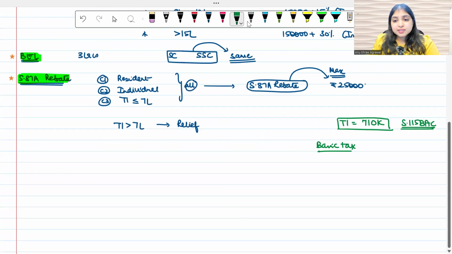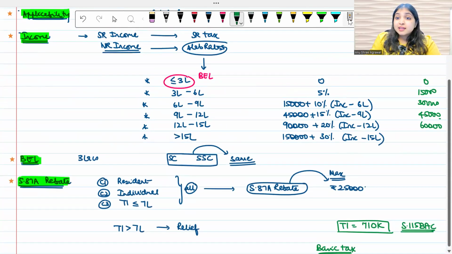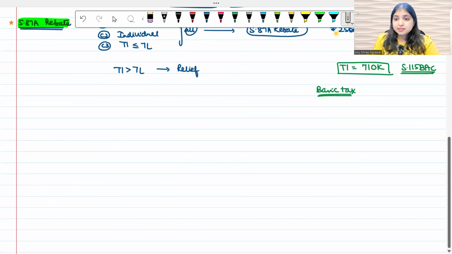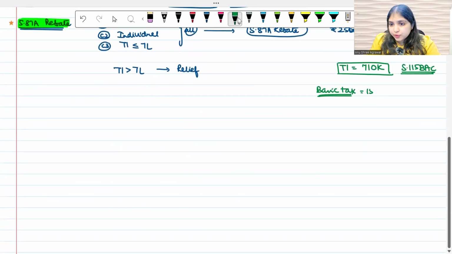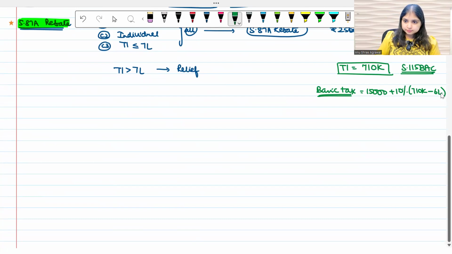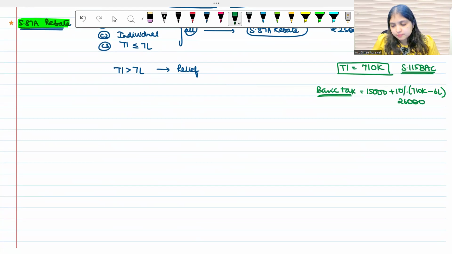Now basic tax, which slab is my assessee falling under, guys? 7 lakh 10,000. So my assessee is falling under this slab. Income is more than 6 lakh up to 9 lakh. The tax is going to be 15,000 plus 10% of the excess. So the basic tax of this assessee is going to be 15,000 plus 10% of the assessee's income in excess of 6 lakhs. So if you do the math, this is going to be 26,000 rupees. The basic tax is going to be 26,000 rupees, right?